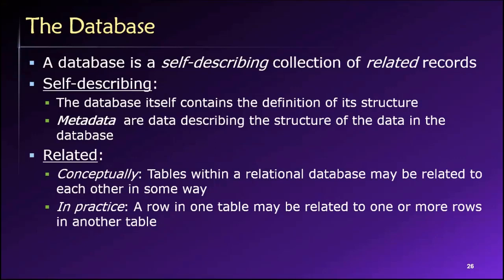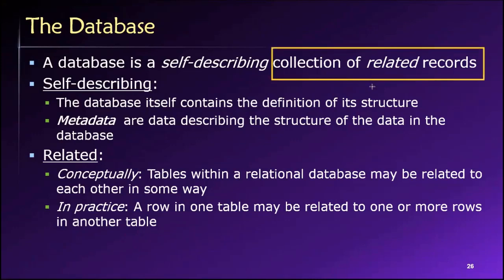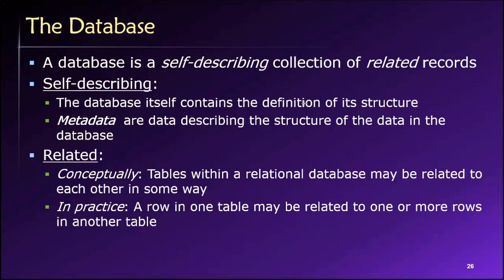Well, a database is not just a place for storing data. It has additional properties as well. For example, databases are self-describing. And in the context of the relational database world, the data that we're storing are a collection of related records. So these are two properties of databases that are worthy of a little more discussion. Let's first take a look at the self-describing property.